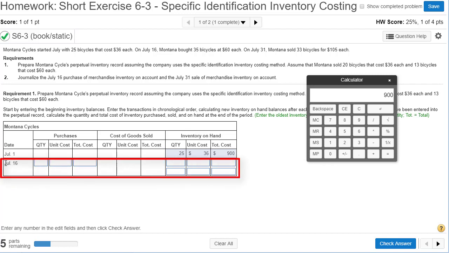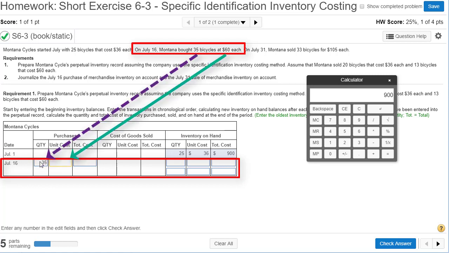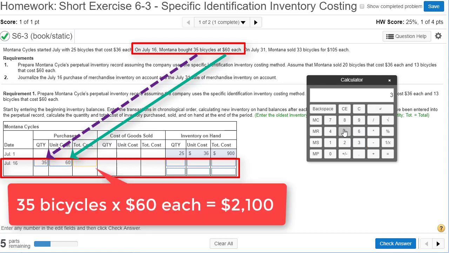Now, what happened on July 16th? So we know we're working on July 16th because it has the date here. So we go back up here to find our details. On July 16th, Montana bought 35 bicycles at $60 each. So we're buying bicycles. So where do we put them in? Purchases, cost of goods sold, or inventory on hand? Well, we purchased these, so we're going to have to put the 35 bicycles at $60 each under purchases. Quantity 35, 60. So the total cost is 35 times 60 equals $2,100.